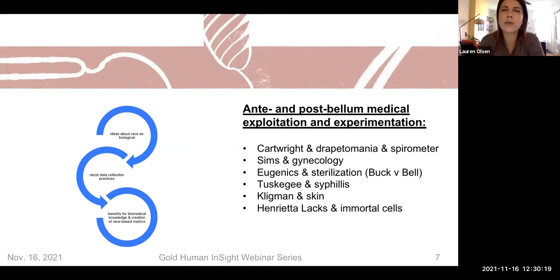I won't spend too much time describing these in detail, but just as a smattering of these quite honestly horrific practices, I'll describe some of these to then get into the present. So Samuel Cartwright was a very well-respected physician, actually trained at the University of Pennsylvania Hospital. And he is known for two central things.